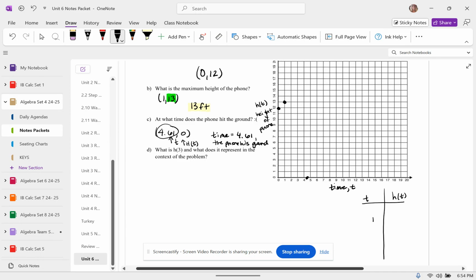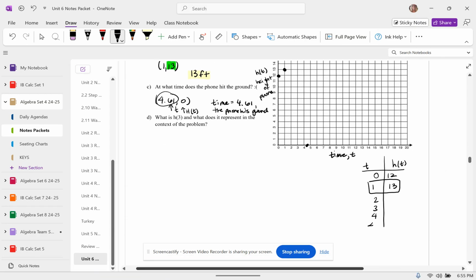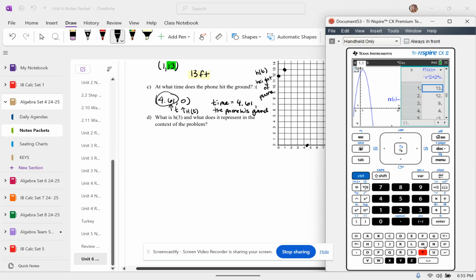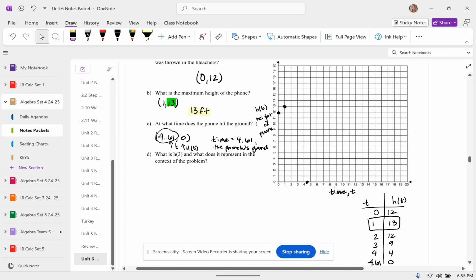So the vertex is 1, 13, and on either side of it we have 0, 12, and then I got to look up 2, 3, 4, and then I know that it hits the ground at 4.61. Okay, so that's easy. I can just find those on the table. 2, 12, 3, 9, 4, 4. All right, let's put those points on the graph. All right, that's a good looking graph.